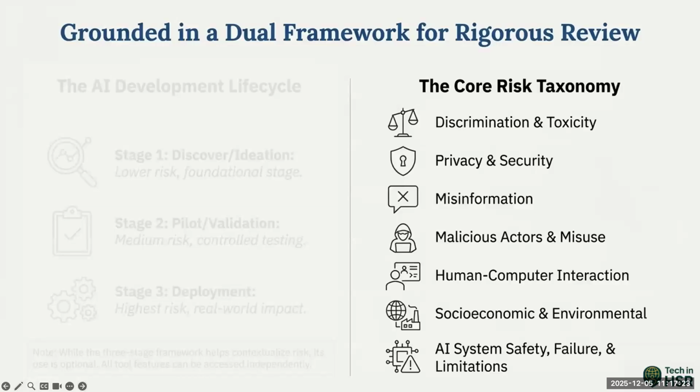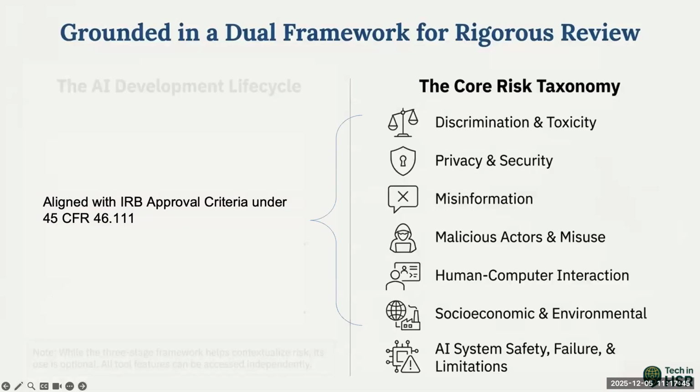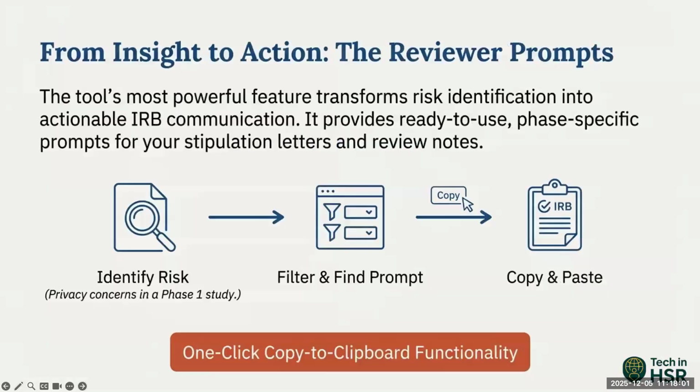So you may be asking, well, why do we have both? That's because the three-stage framework tells you when to look for the risks, but the MIT Risk and Mitigation Library tells you what to look for under those specific stages of development, and the realistic risks of those stages. And more importantly, our AI HSR tool organizes all of these potential dangers and then aligns their mitigation with the IRB approval criteria under 45 CFR 46.111.